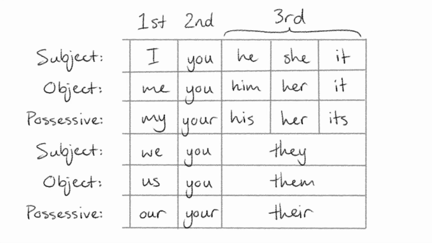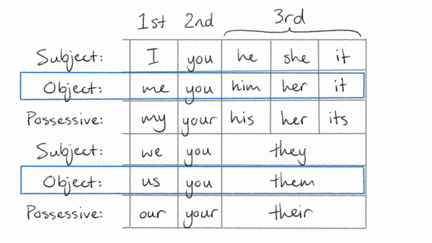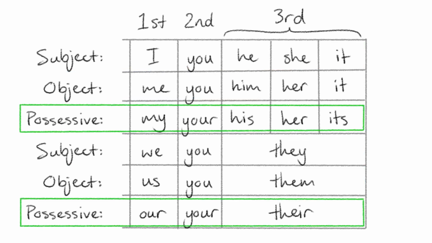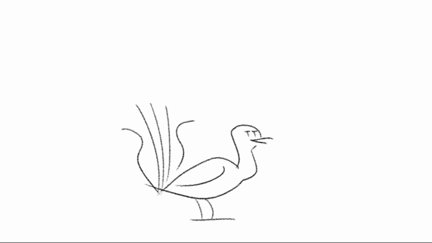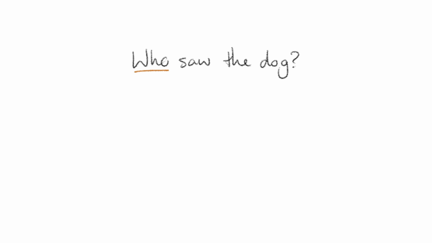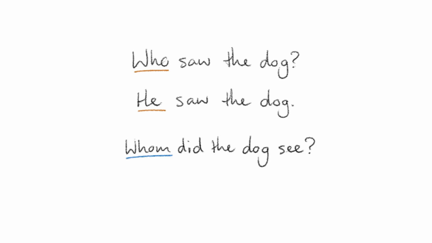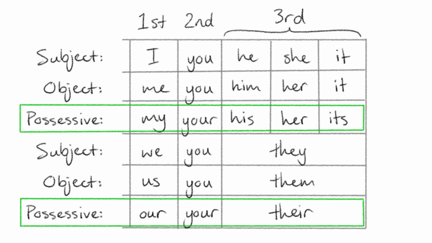All of the animate pronouns in English have a subject, object, and possessive form, and this is why a lot of language purists go grammando on you if you say who when you should be saying whom. Who saw the dog? He saw the dog. Whom did the dog see? The dog saw him. By the way, the possessive case is another really commonly used case across languages, but it doesn't really have anything to do with subjects or objects. I just thought it was another interesting thing to mention.